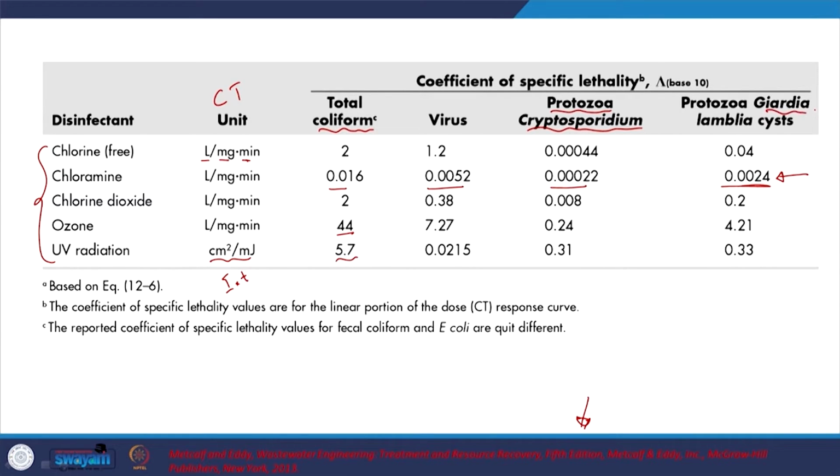So with respect to chlorine, which is widely used, it does well against viruses. Coliform, we don't discuss that a lot, but it does not do well against protozoa like Cryptosporidium and Giardia. So that's what you see here. That's of concern to us, but it does well against viruses.